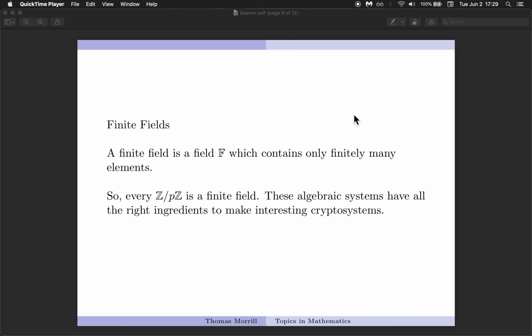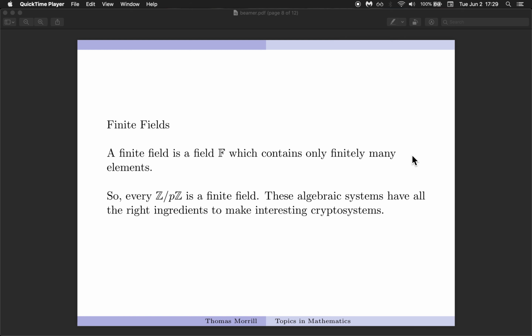Okay, so at the end of my previous video, I dropped a new piece of terminology. I said we're going to talk about finite fields. This isn't a very complex definition. A finite field is a field, I'll still call it F, and it only contains finitely many elements.